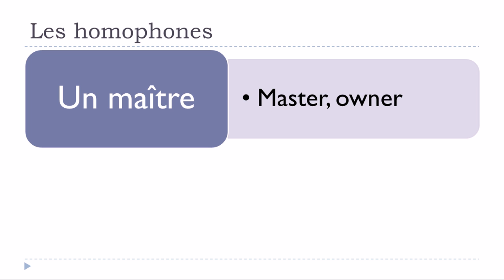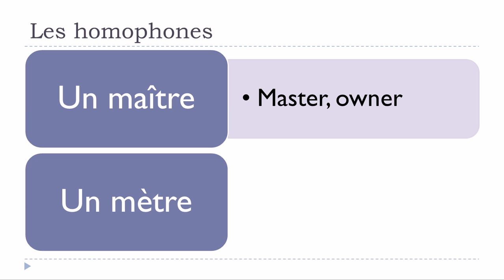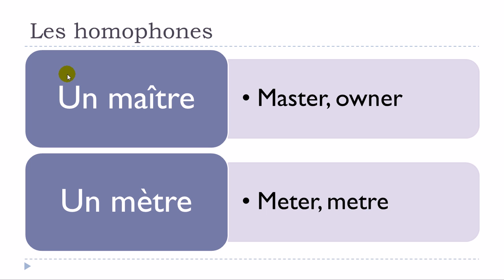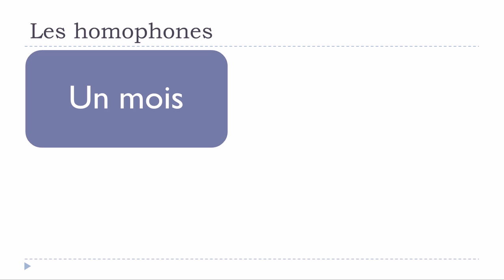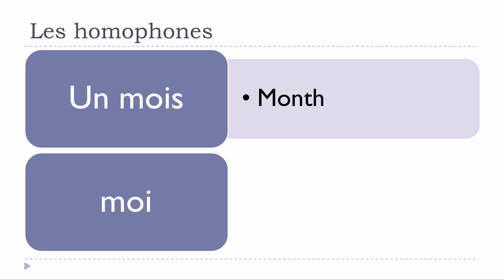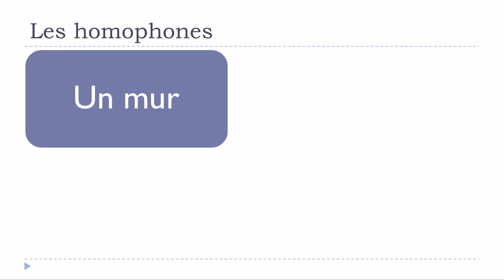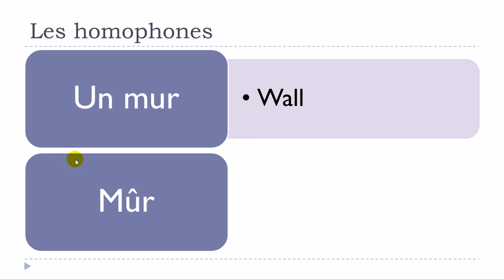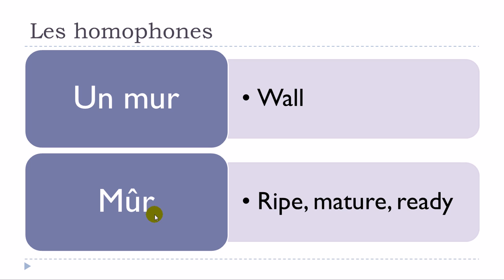Un mètre, and so you will have the translation here. Un mètre, and then un mètre as well. Okay, so un mètre and un mètre, same pronunciation. Un mois, and then moi, me. Okay, so un mois and moi. Un mur, and the adjective mûr. Okay, so un mur and mûr.